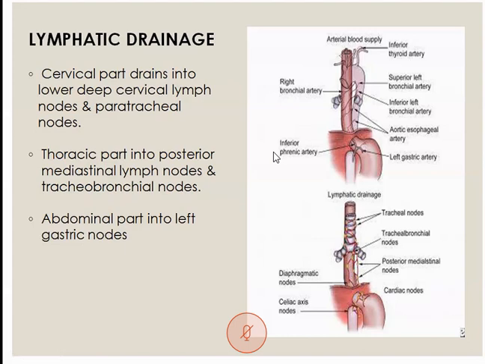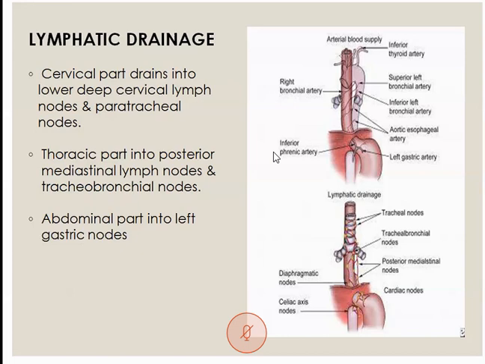The thoracic part drains into the posterior mediastinal lymph nodes. This is the thoracic part. These are the posterior mediastinal lymph nodes. Sometimes they have small diaphragmatic lymph nodes also, and tracheobronchial lymph nodes also will drain from the thoracic part of the esophagus. The abdominal part of the esophagus drains mostly into the left gastric nodes only.